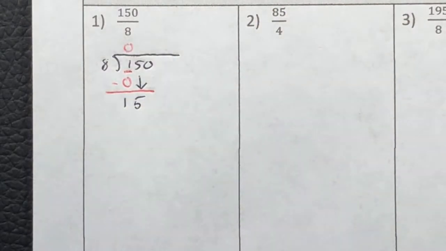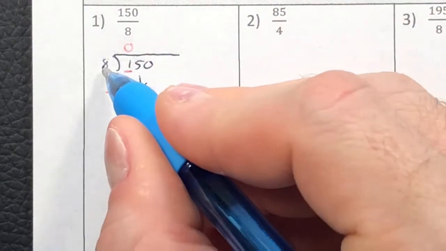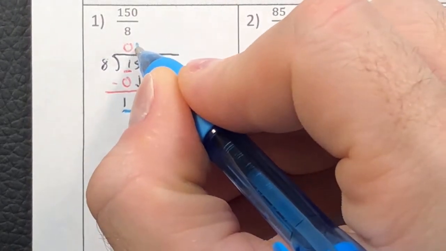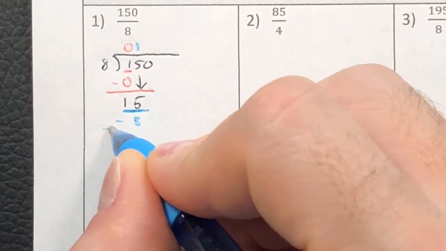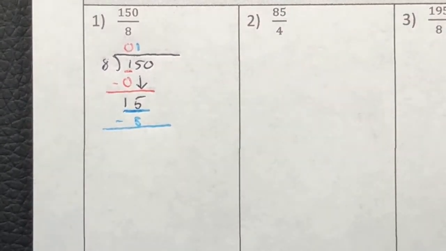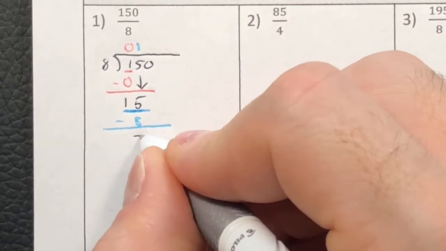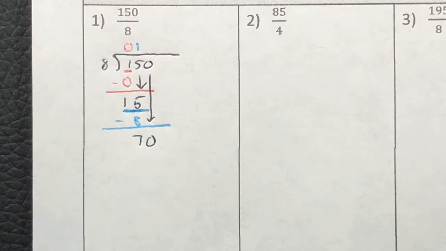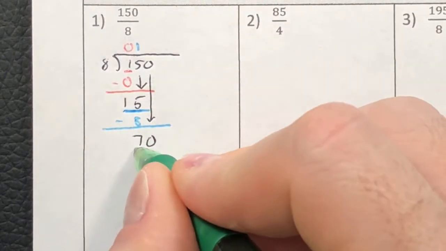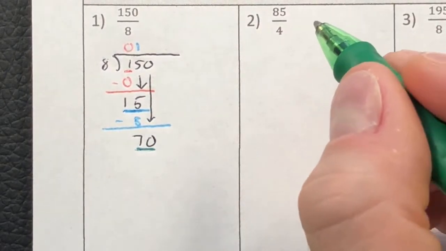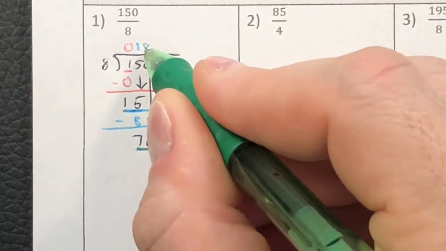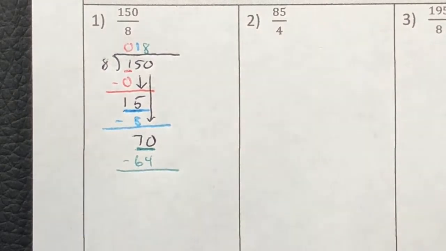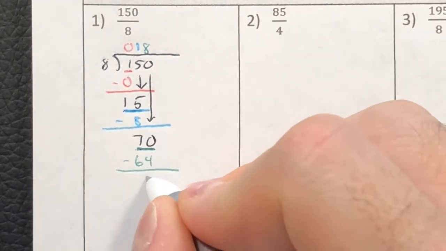And I'm going to repeat this process. I'm going to say, how many times does 8 fit into 15? Well, 8 fits into 15 once without going over, so that's 8, and I'm going to subtract that. 15 minus 8 gives us 7, and drag down the next number. And again, I'm going to repeat that process. How many times does 8 fit into 70? It fits in 8 times. 8 times 8 is 64. Subtract that. So 70 minus 64 is 6.